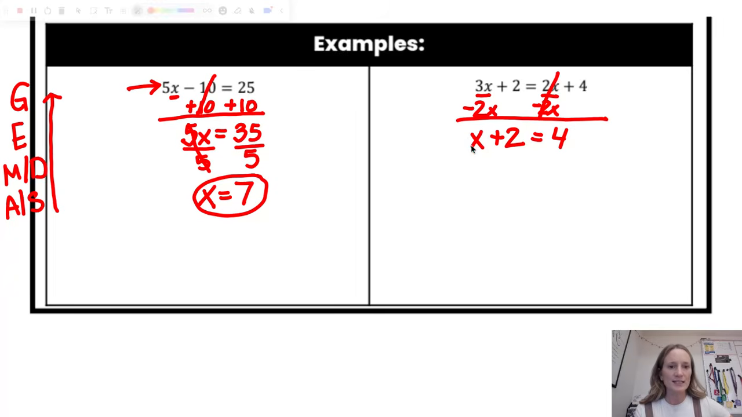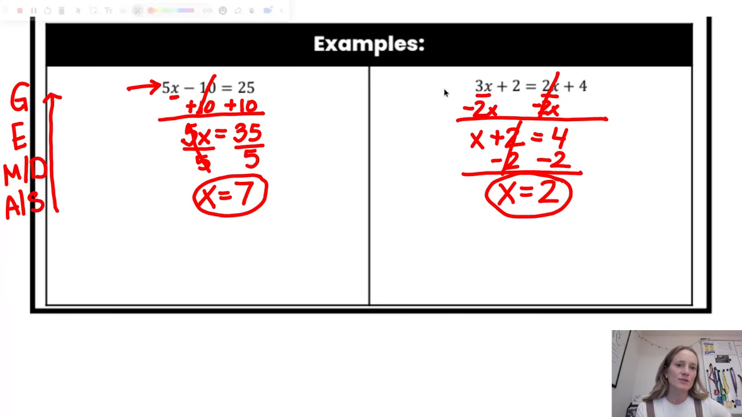Now the only thing over on this side with the x is the 2. And it's a plus 2, or a positive 2, so I'm going to have to subtract it. I'm doing the opposite to move it to the other side of the equation. 2 minus 2 is 0. That's gone, leaving x all by itself. And 4 minus 2 is 2. So x is equal to 2. And again, 2 is the one and only value that can go back into this original equation so that both sides of the equation are equal to each other.